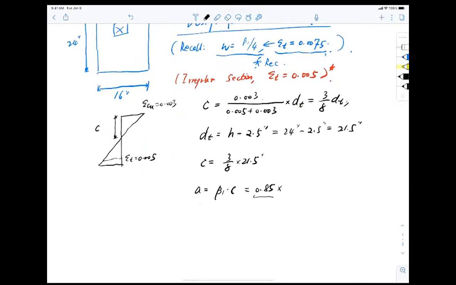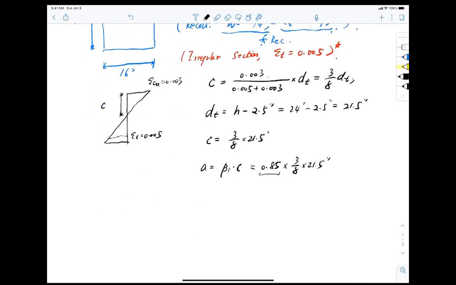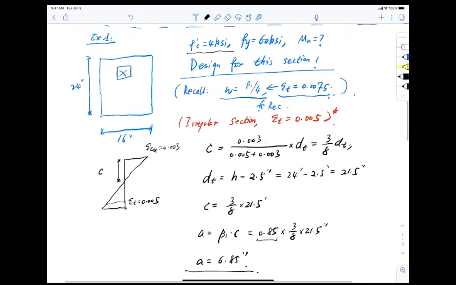Wake up, right? 0.85. And what is c here? 3/8 of 21.5 inch. So immediately I get my a, which is 6.85 inch. So at this point, I get my a is 6.85 inch. That is the compressive zone.